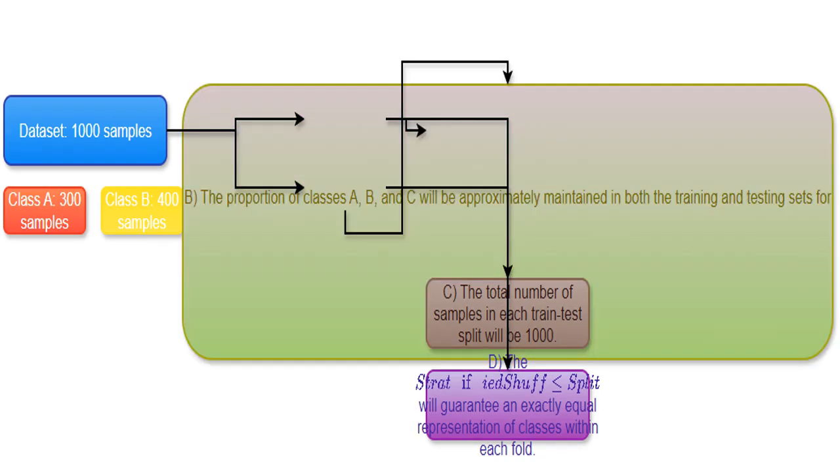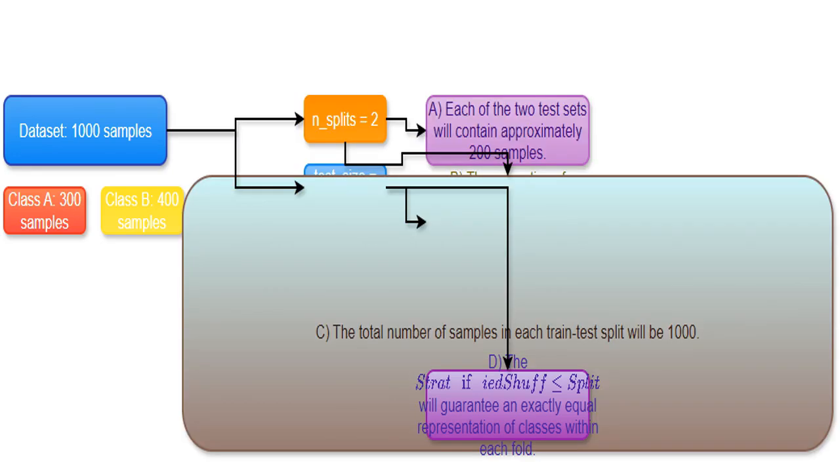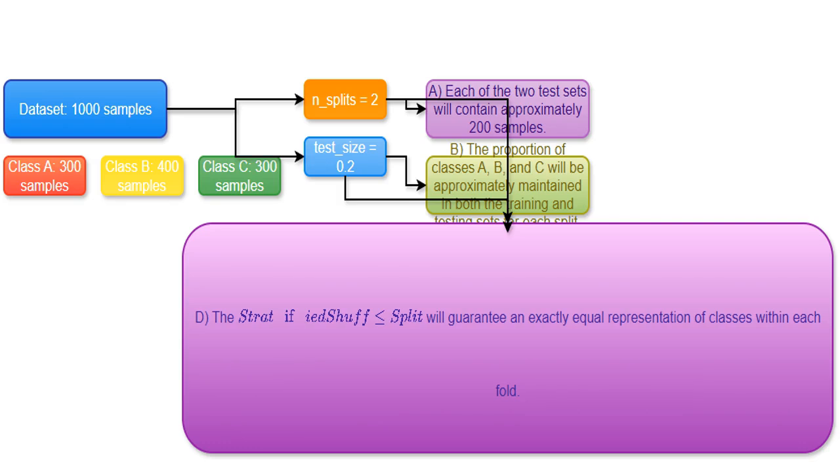Because of stratified sampling, the ratio of classes A, B, and C will be roughly the same in both the training and testing sets of each split. Each split will maintain the total number of samples, 1000. Although StratifiedShuffleSplit aims for equal class representation, it doesn't guarantee it perfectly because of the random shuffling involved. There will be minor variations.